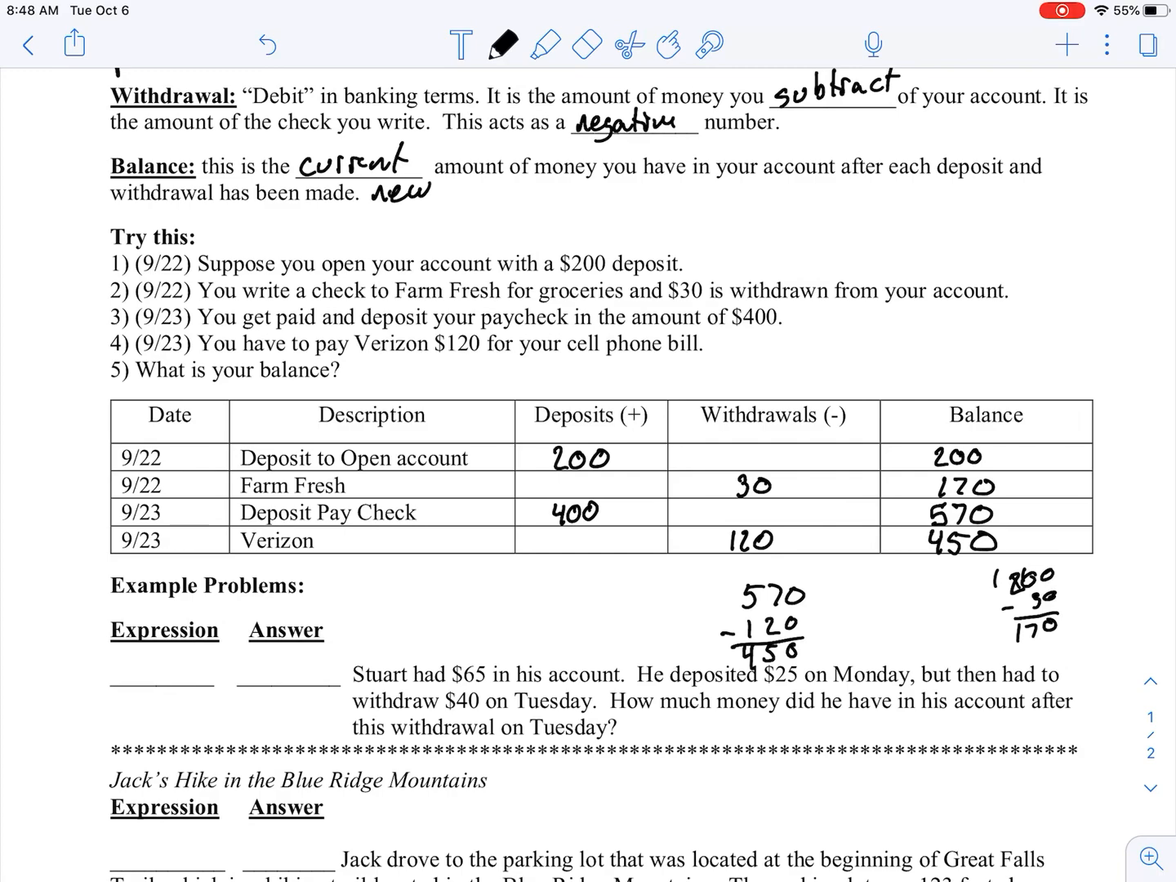So when we're taking care of this stuff, we're just really working with integers. We're adding and subtracting whole numbers here, whether they be negative or positive. In this case, all positive numbers we were dealing with.